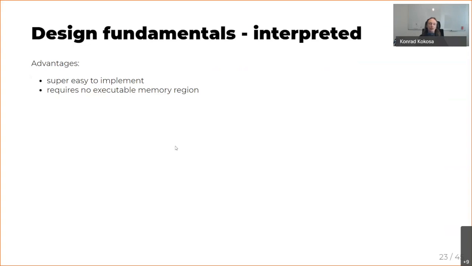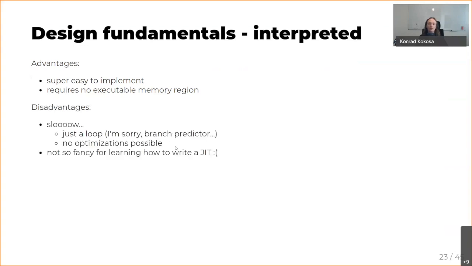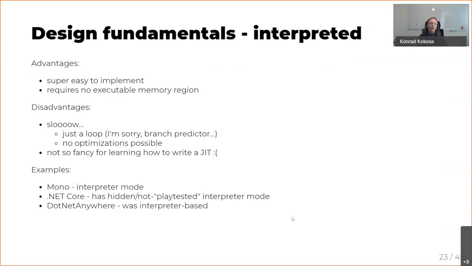So interpreters have their own use cases, but they also have disadvantages. First of all, it is super slow. It is just a loop with a huge switch inside. So the branch predictor on the CPU is just screaming because it doesn't allow you to optimize anything. And also, it is not so fancy for learning how the JIT should be implemented. It is just an interpreter. We are just writing this interpreter, and that's all. So nothing super interesting.